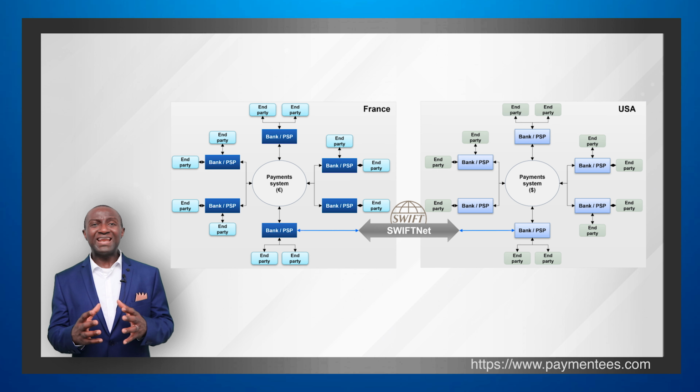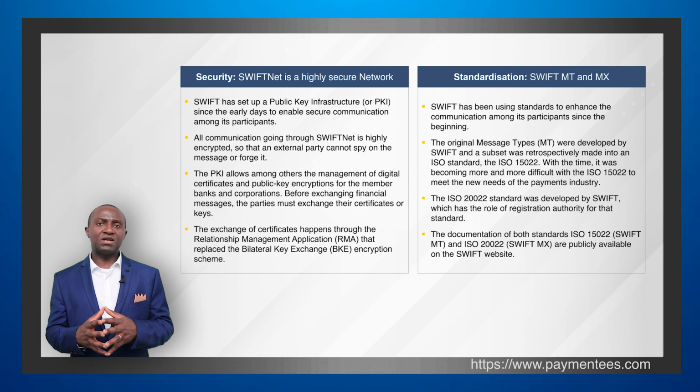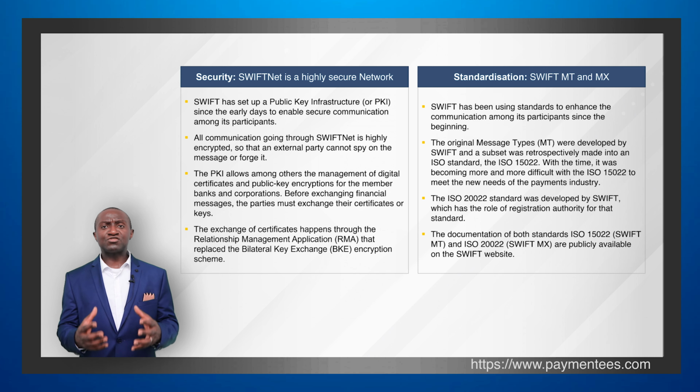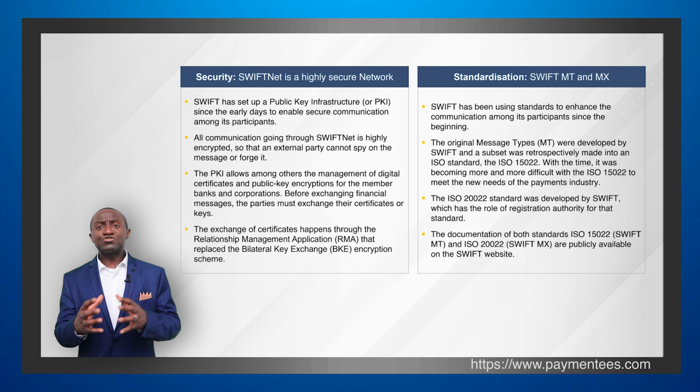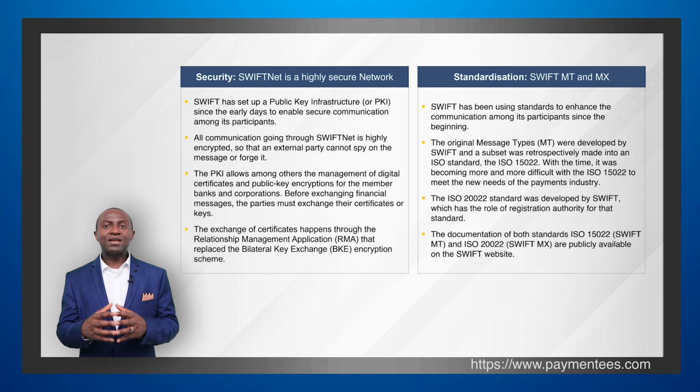Two topics are closely linked to the security of the SWIFT network: the public key infrastructure, or PKI, and the relationship management application, or RMA. SWIFT has set up a public key infrastructure since the early days to enable secure communication among its participants. All communication going through SWIFTnet is highly encrypted so that an external party cannot spy on the message or forge it.